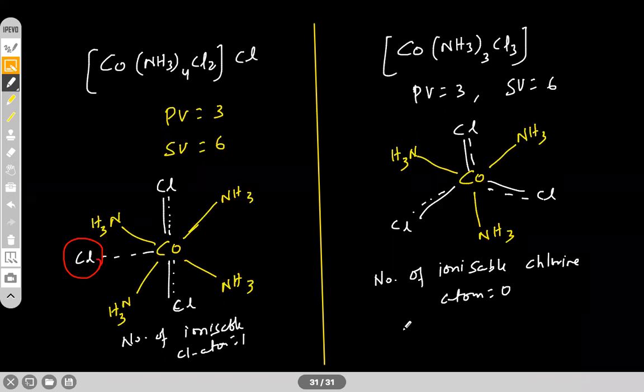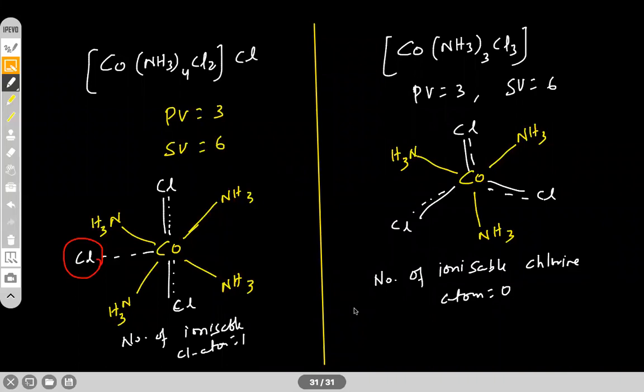Now in this, they ask a question about the molar conductivity of these ions. They'll give you 4 or 5 options and ask you to arrange them in order of molar conductivity. Molar conductivity, we know it depends upon the number of ions in solution, right?